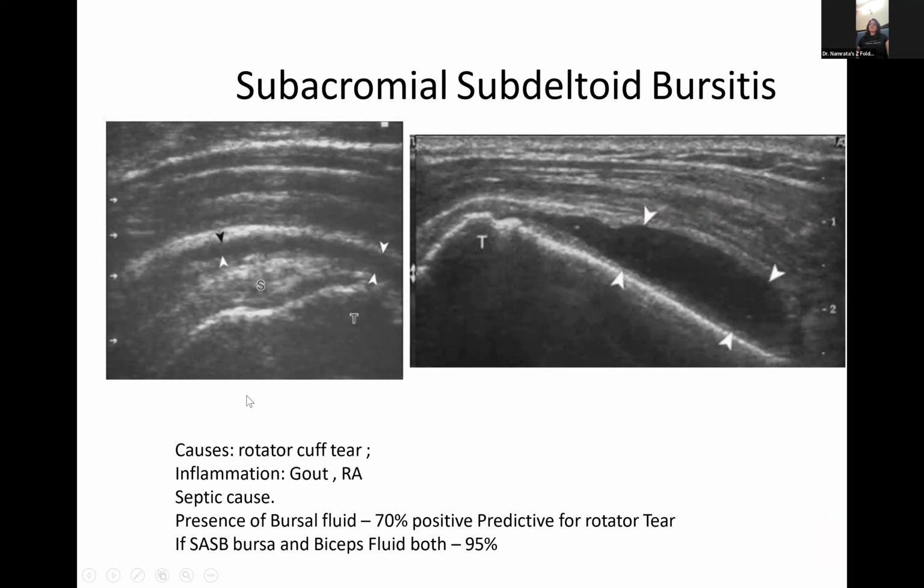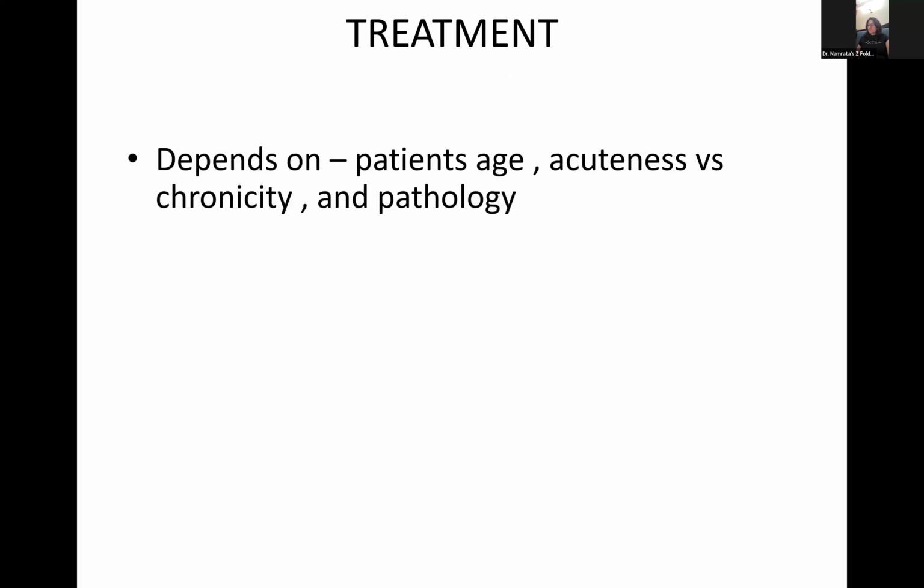And what are the causes of this bursitis? It can occur in rotator cuff tear. Sometimes it can be part and parcel of inflammatory arthropathy, like in gout, rheumatoid arthritis. Sometimes septic causes are there. Again, presence of bursal fluid alone has 70% positive predictive value for the rotator cuff. If there is bursal fluid along with biceps fluid, it has 95% positive predictive value for the rotator cuff tear. Now, treatment depends upon the age, the acuteness, whether it is acute or chronic pathology, and what type of pathology.